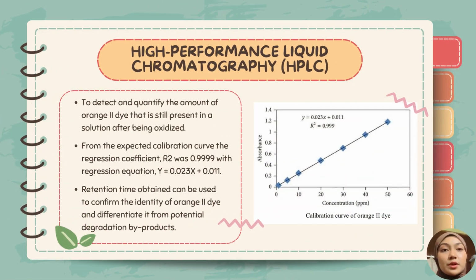High-performance liquid chromatography (HPLC) analysis is a technique that was utilized to detect and quantify the amount of Orange 2 dye that is still present in the solution after being oxidized. In addition, the retention time and spectral characteristics obtained from the HPLC analysis can be used to confirm the identity of Orange 2 dye.